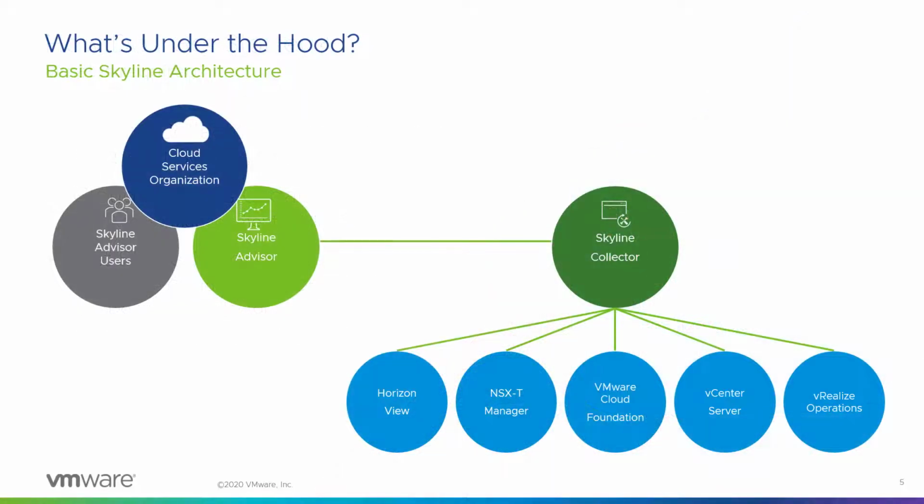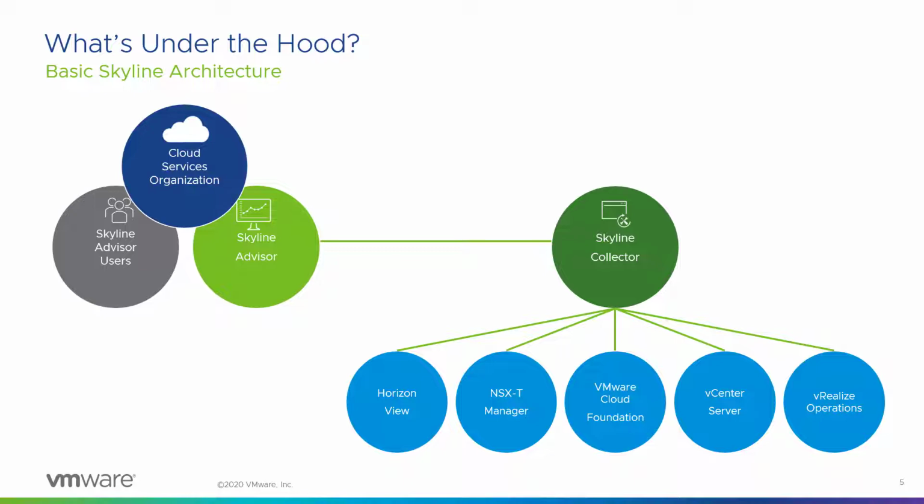From a high-level diagram point of view, the architecture looks like this. We have the cloud services organization that you'll create, and a component of that is users, specifically users who will have access to the Skyline Advisor service. Both of them sit within the cloud services organization. The organization will have one or several collectors registered to it, and the collectors are installed in your on-prem data center. Then you can add various endpoints for the collector to monitor.